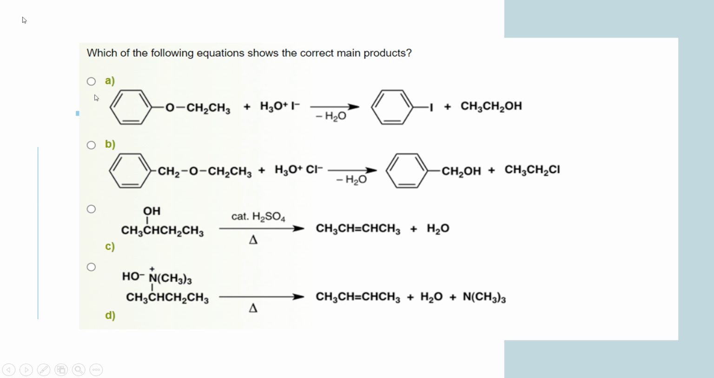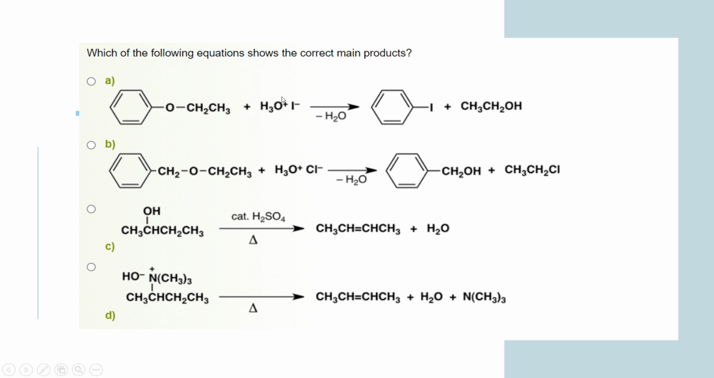So, in option A, do we have any such possibility that we can get benzylic, allylic, or tertiary carbocation formation? No, we do not have any possibility. So, simply this reaction will undergo SN2 substitution.